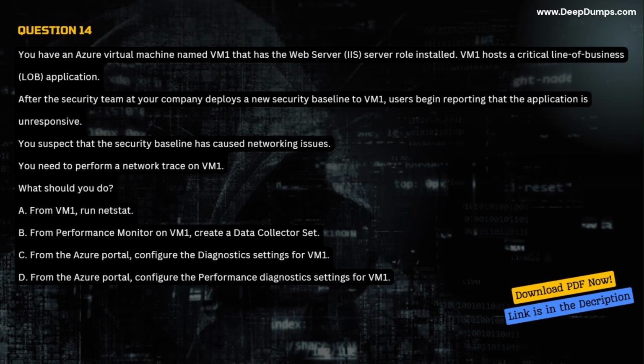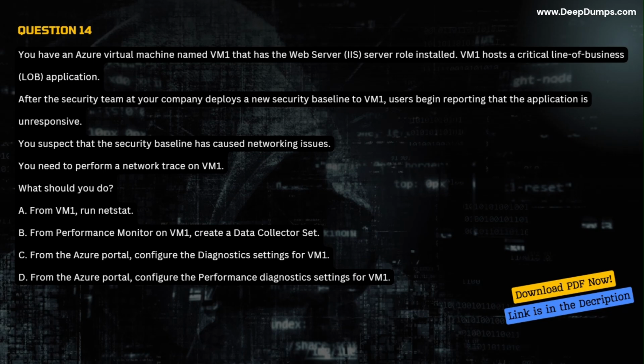Question 14. You have an Azure virtual machine named VM1 that has the web server (IIS) server role installed. VM1 hosts a critical line-of-business (LOB) application. After the security team at your company deploys a new security baseline to VM1, users begin reporting that the application is unresponsive. You suspect that the security baseline has caused networking issues. You need to perform a network trace on VM1.